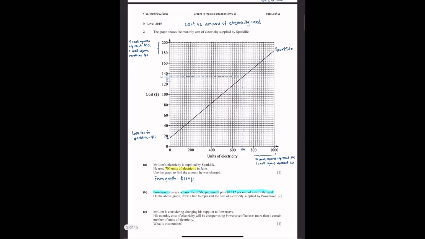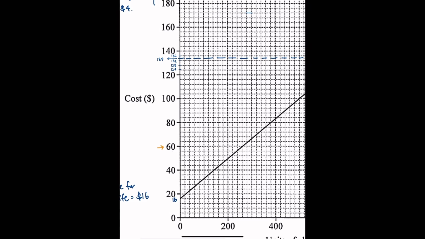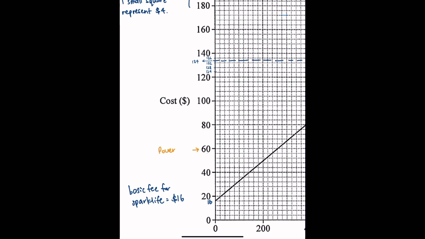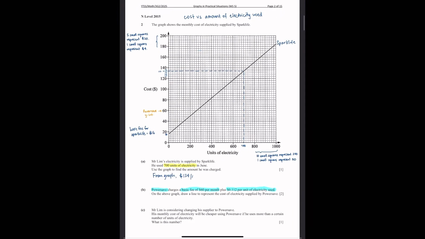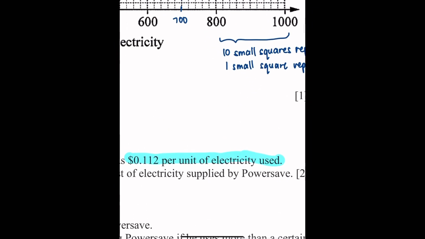But for PowerSave, the basic fee is $60 per month. So that means the y-intercept for PowerSave will be here already. So let me just label PowerSave y-intercept. So the line will actually start from here. Because we need to draw a line to represent the cost of electricity supplied by PowerSave, we have to look at this phrase here. Per unit of electricity used, so this is cost per unit of electricity. This actually means the gradient.